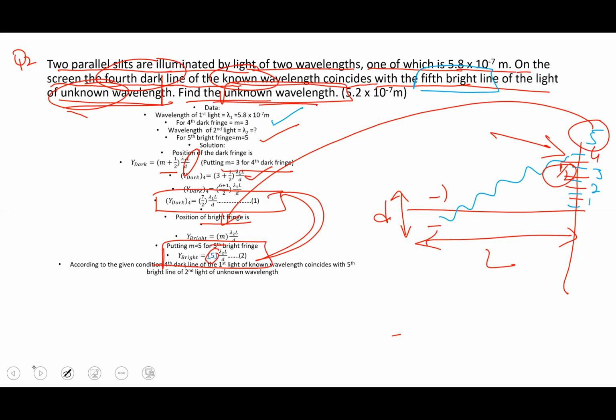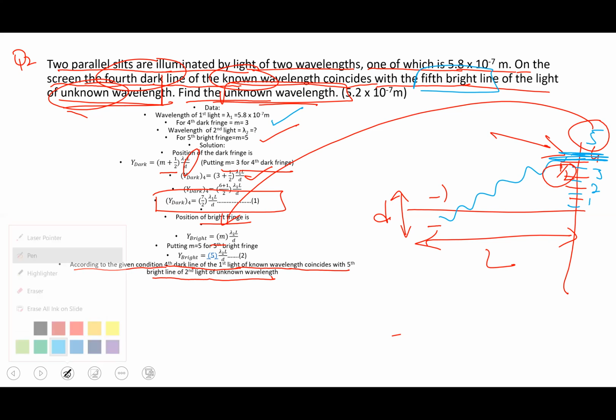According to the given condition, the fourth dark fringe of the light of known wavelength coincides with the fifth bright fringe of the light of unknown wavelength. That means these two lines, in blue and red, were both coinciding on the same line, so the distance was the same. The fourth y, that means the distance from here to here, will be the same. That is why y dark 4 is equal to y bright 5.